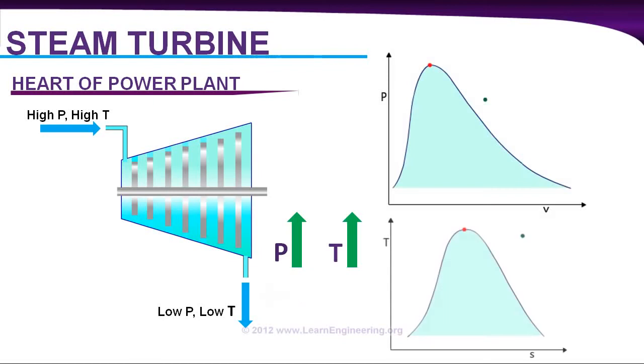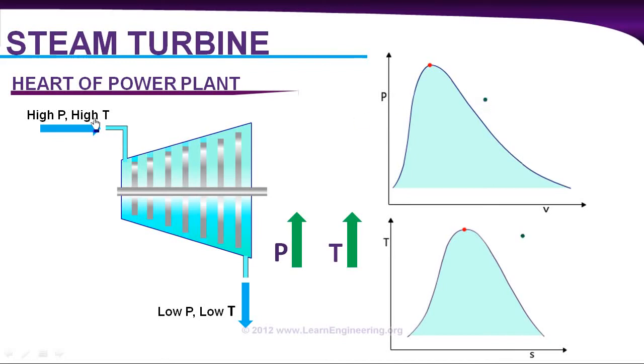I have drawn two graphs here. One is a pressure-volume graph, the next is a temperature-entropy graph. These are the vapor domes of steam. The inside of this dome is a mixture of liquid and vapor, the right side is completely vapor, and the left side is completely liquid. And this is our starting point, a high pressure, high temperature steam.